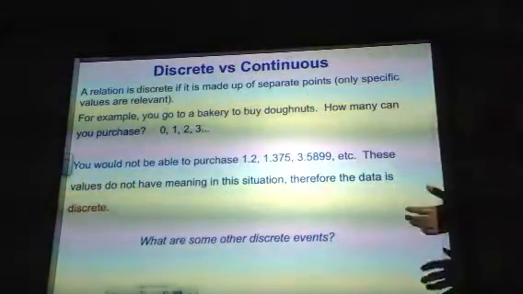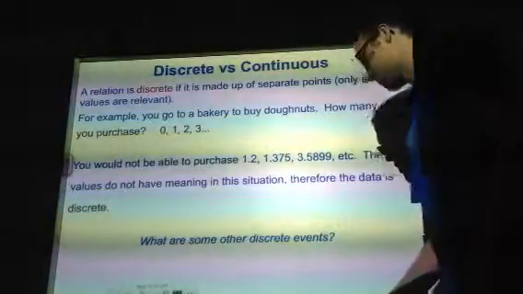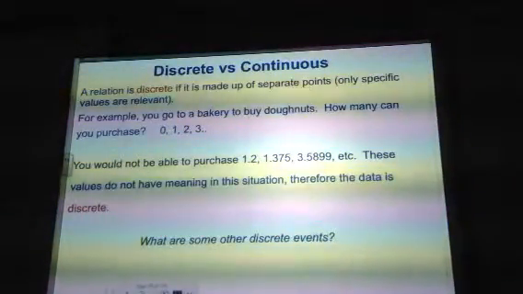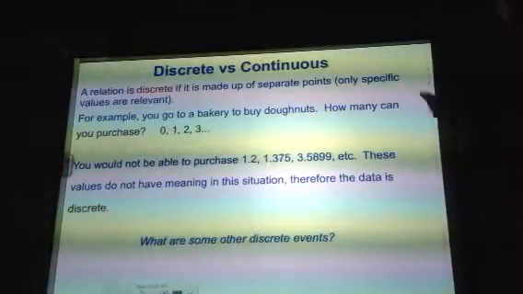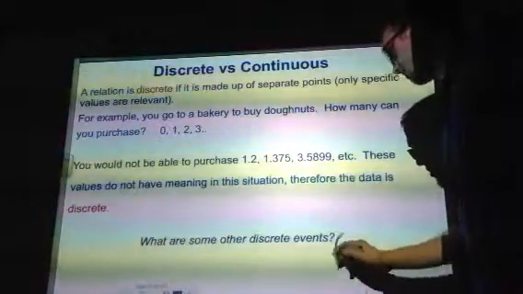They are distinct points. Some other discrete events might be things like buying frozen pizza.